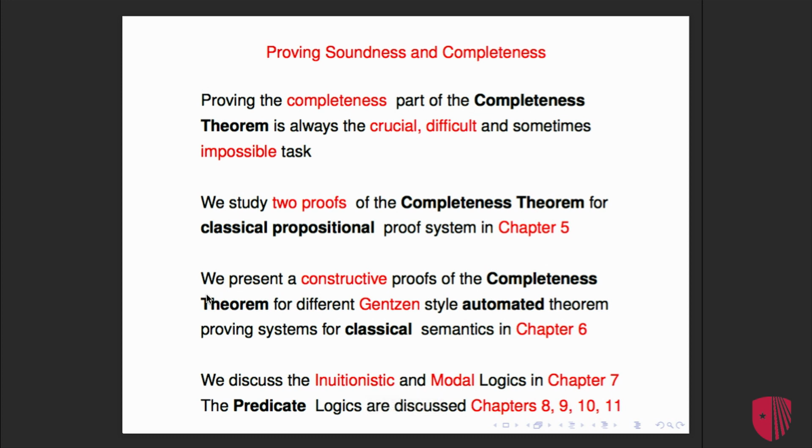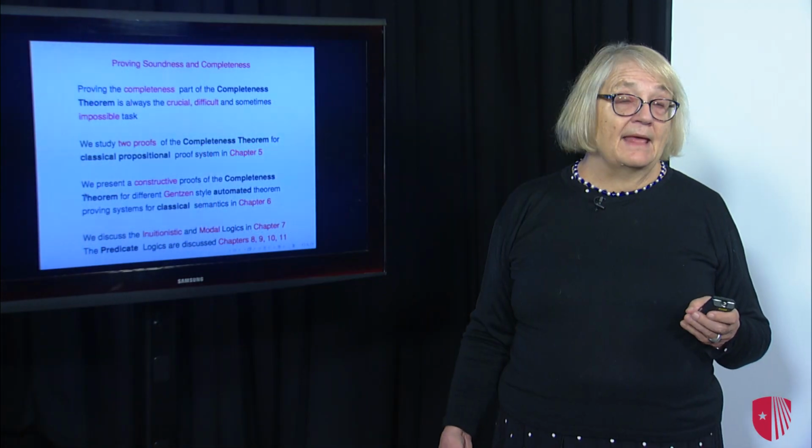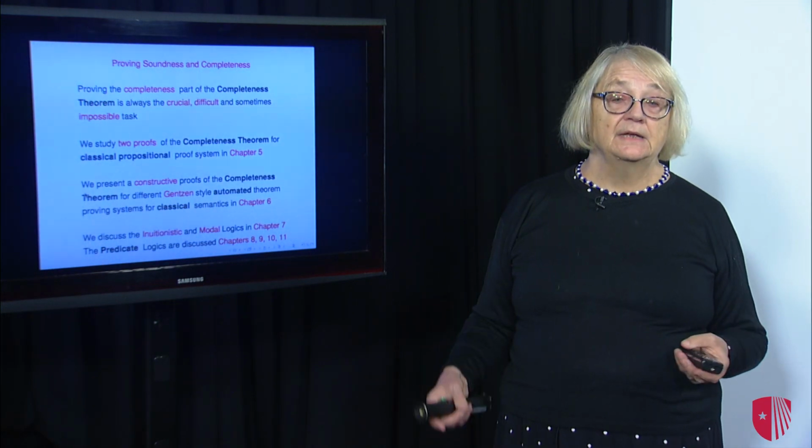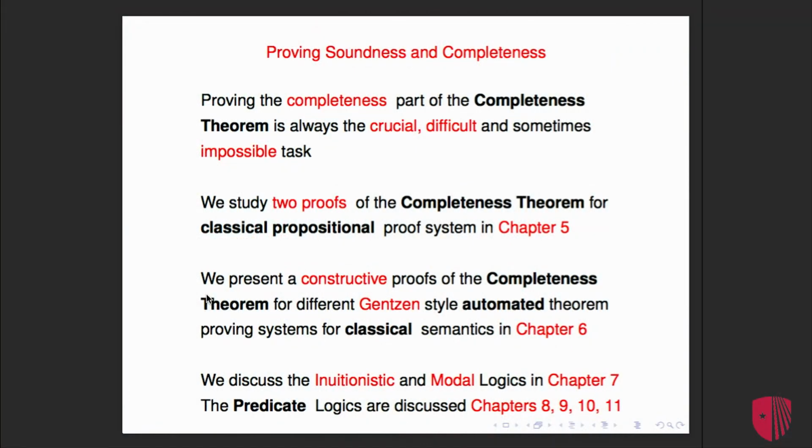Proving completeness is a very, very difficult task. It's crucial and often just impossible. There are different techniques to prove it, and that is a really deep subject. We studied two proofs of the Completeness Theorem for classical propositional logic in chapter 5. We start, like with syntax and semantics, with propositional languages because they are easier to understand. Then we will do it in predicate logic.